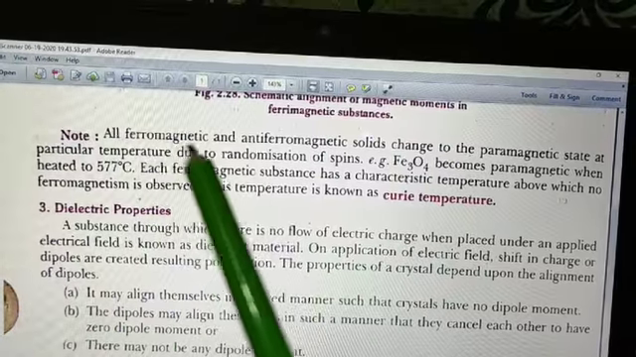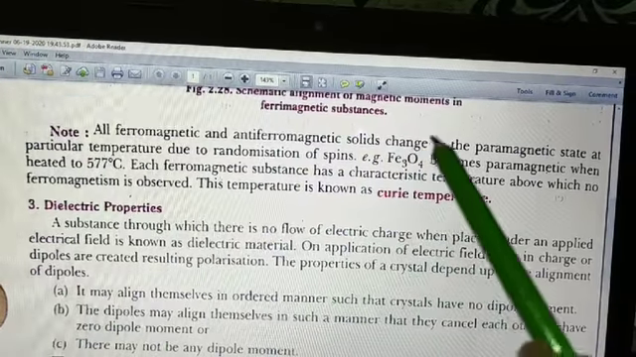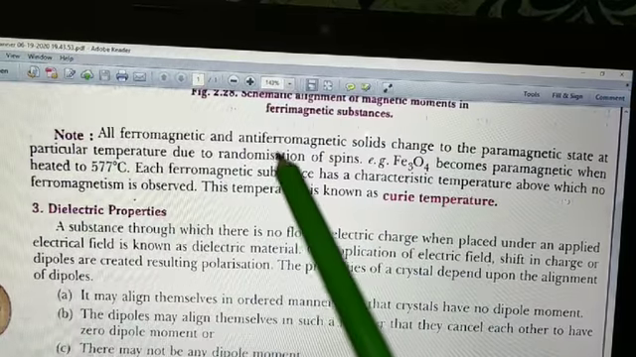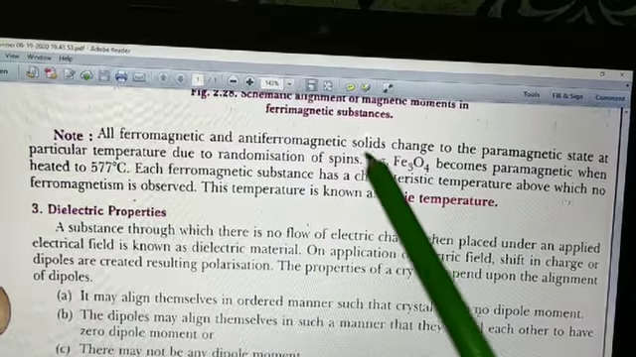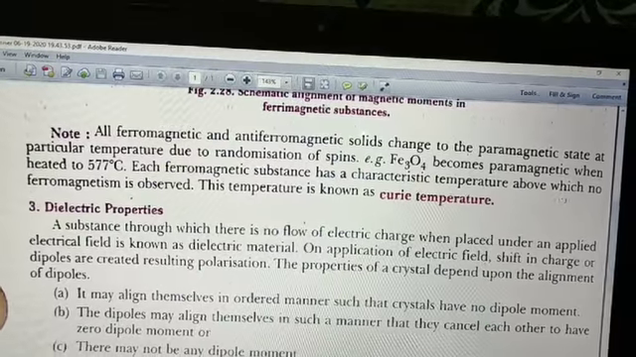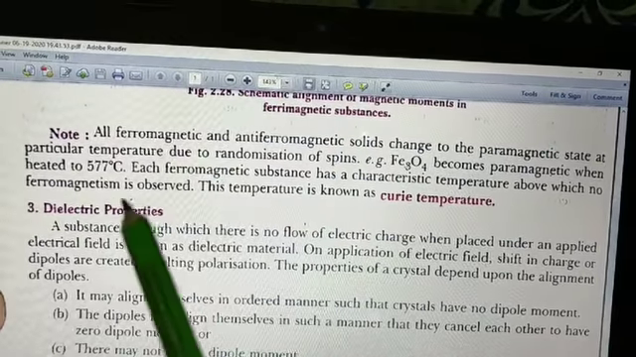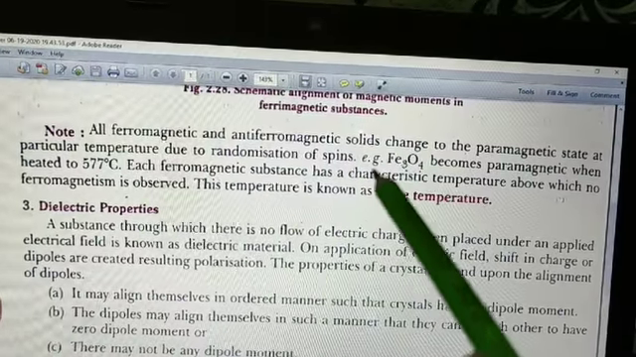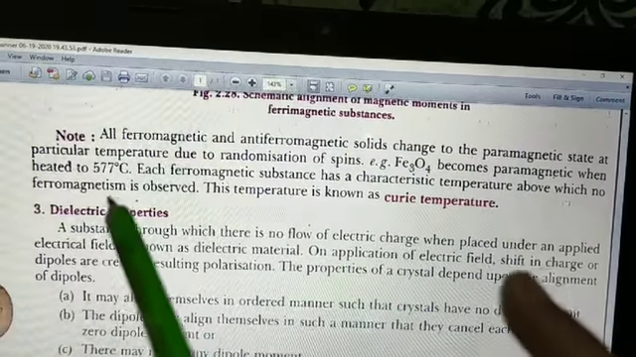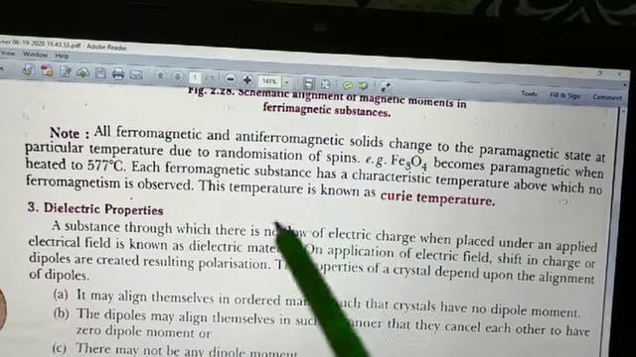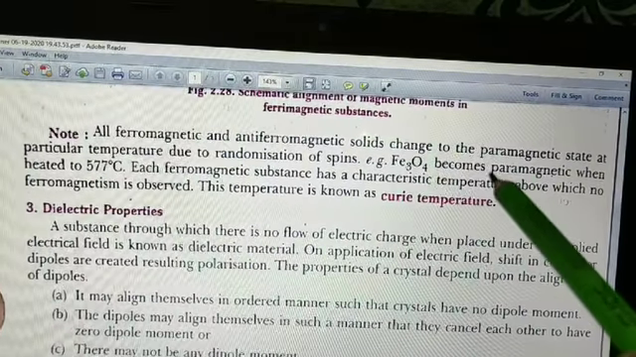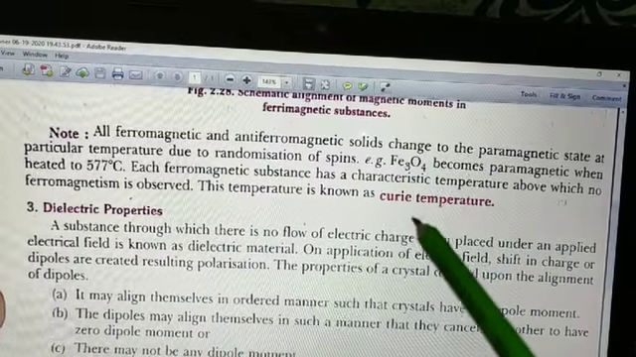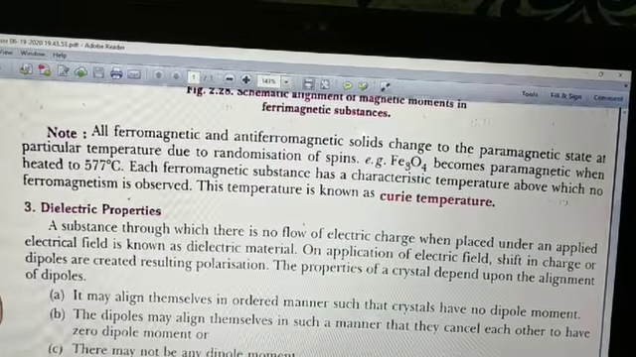Let us see. All ferromagnetic and antiferromagnetic solids change to the paramagnetic state at a particular temperature due to randomization of spins. Example, Fe3O4 becomes paramagnetic when heated to 577 degrees Celsius. Each ferromagnetic substance has a characteristic temperature above which no ferromagnetism is observed. This temperature is known as Curie temperature. So at this temperature, all ferromagnetic and antiferromagnetic substances change to the paramagnetic state.